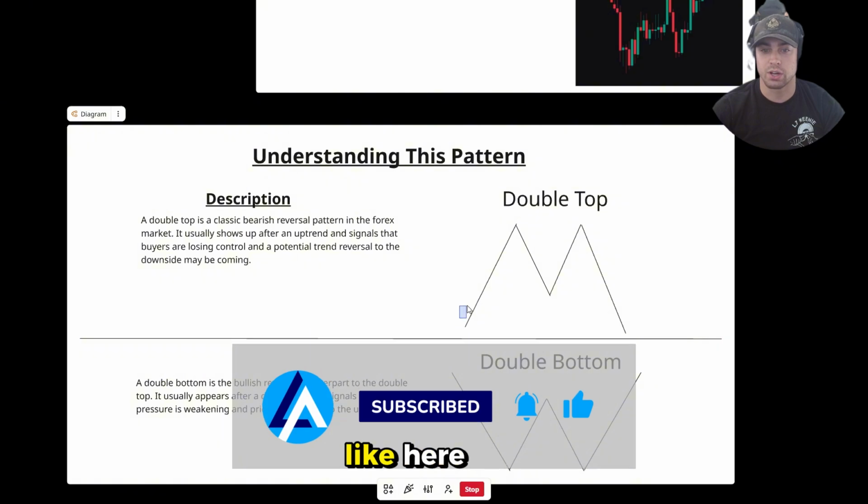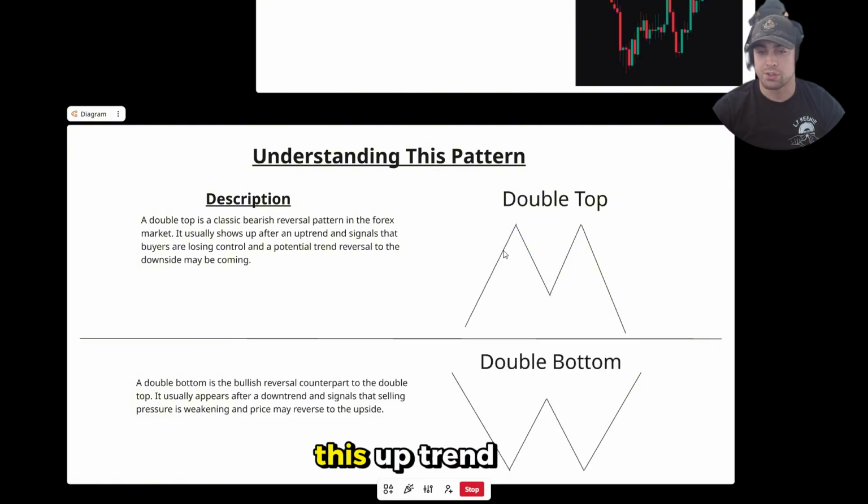So this is what it looks like here. So we have this uptrend with one top, comes back down, and then comes back up to about an equal height of that first top. And then usually it's going to come down. The key to this is that it's going to show up after an uptrend. Okay, so you're not going to be looking for double tops after a downtrend.